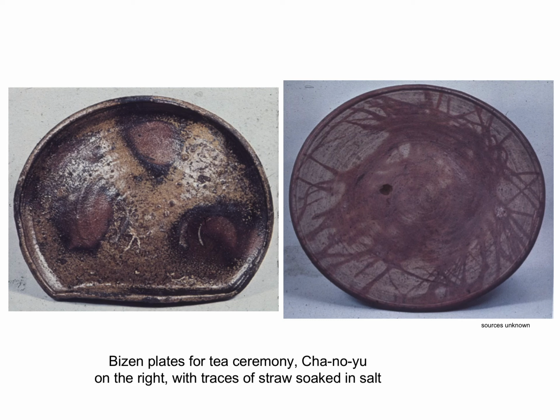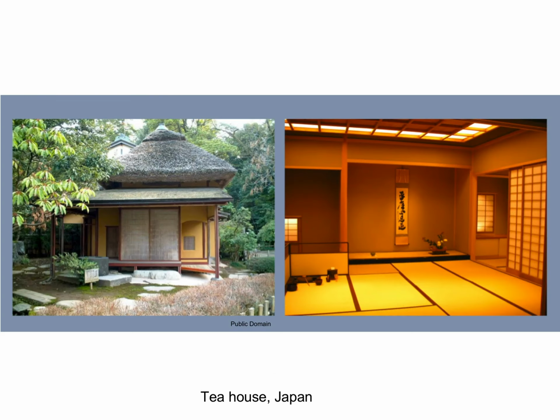So those are two Bizen plates made for the tea ceremony, which we call sha no yu. And on the right, this one has traces of straw soaked in salt. So by soaking the straw in salt and depositing it on the unglazed ware before firing, you obtain this beautiful effect. So again, an approach to materiality and process that's specific to this aesthetic.